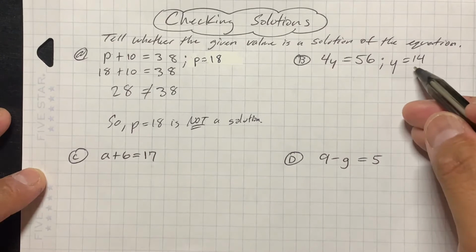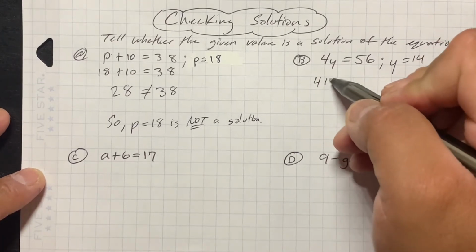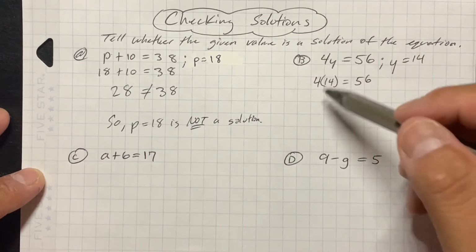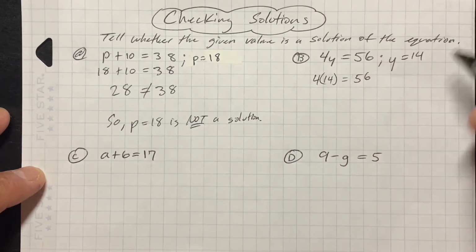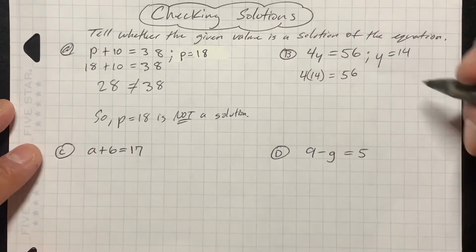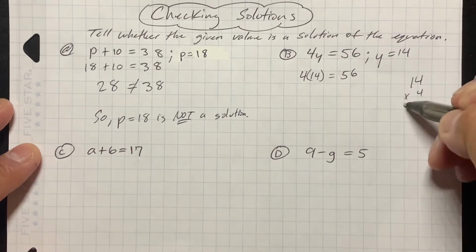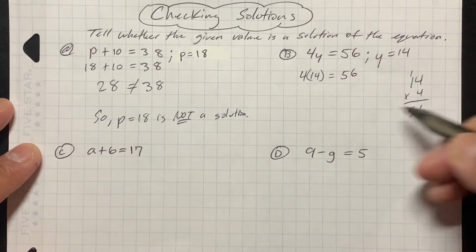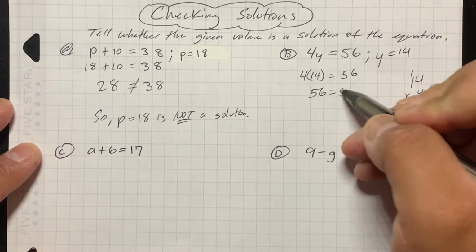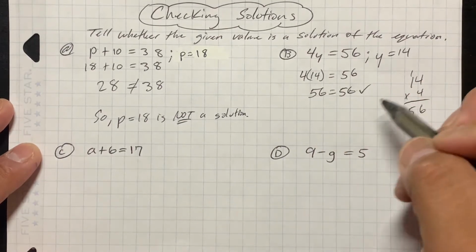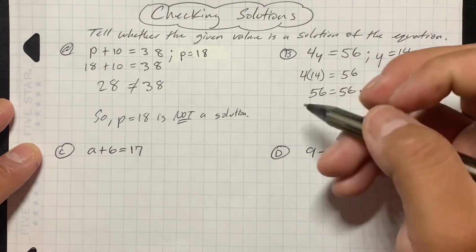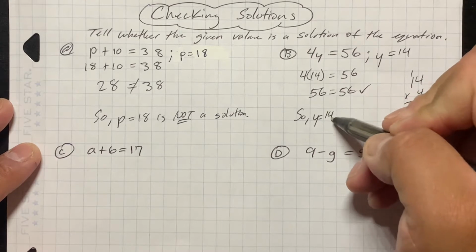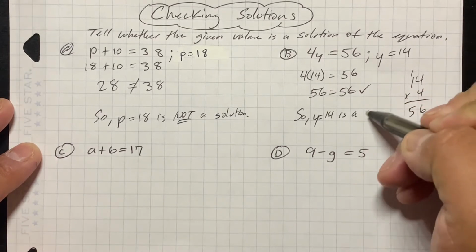So if we were to substitute 14 for y, it should equal 56, or it might not equal 56. 4 times 14, let's go ahead and write 14 here, times 4. 4 times 4 is 16. 4 times 1 is 4, plus 1 is 5. So this will be 56, and 56 is equivalent to 56. So that would make that true. So y equals 14 is a solution.